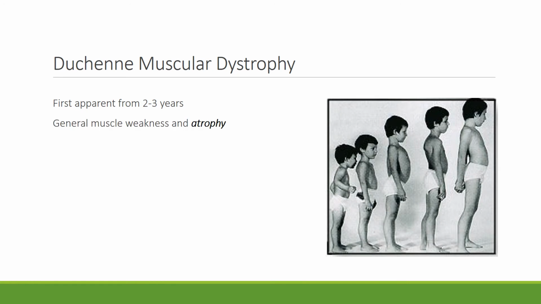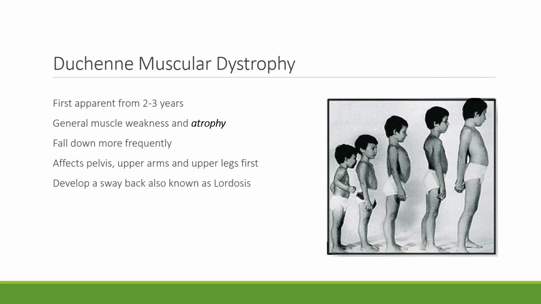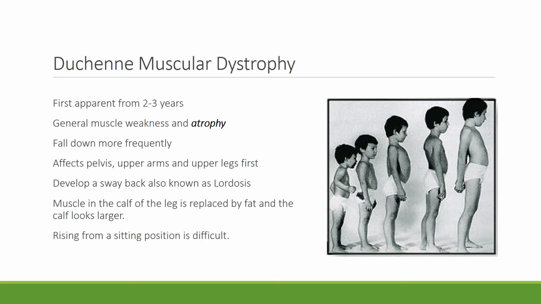They fall down more frequently than other children, and it affects the pelvis, the upper arms, and the upper legs first. These individuals develop a swayback, also known as lordosis, and you can see that in the picture to the right. The muscle in the calf of the leg is replaced by fat, and the calf looks larger. In addition, they have difficulty rising from a sitting position.